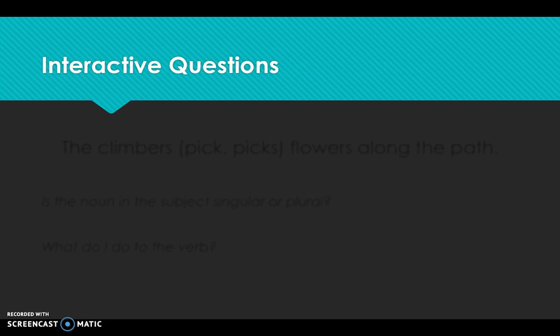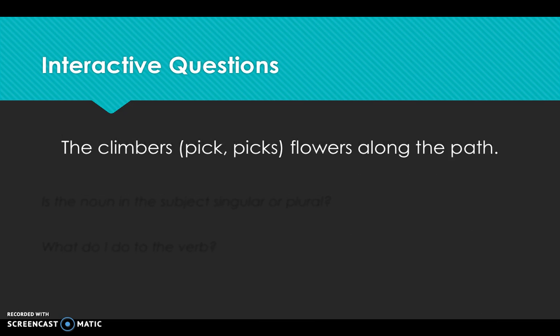All right, here's some interactive questions for you. There are two verbs in the parentheses in the middle of that sentence. We have to decide what is the best form of the verb to use. Which one is the agreement? Now, an agreement is when two things say, yes, we agree, we think the same way. And that's the same thing you're doing between the subject and the verb. So, the climbers pick flowers along the path, or the climbers picks flowers along the path.